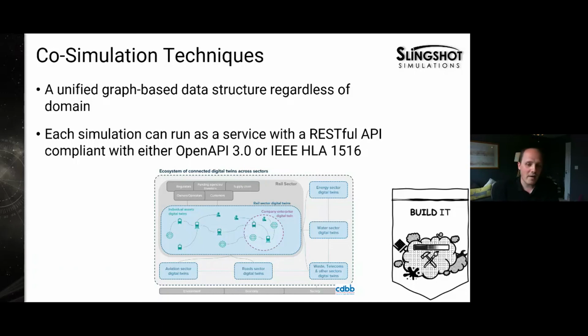At Slingshot, we are very, very picky about what standards we use. With all our simulations, every simulation runs as a service in the cloud. Now, it can be our own bespoke solution, or it could be a third-party one running in a virtual machine, but it must be compliant with one of these two standards. So we insist on using either the RESTful OpenAPI 3.0 standard or the IEEE High Level Architecture standard, which is currently going through its 3rd iteration. OpenAPI is a standard web standard, whereas the HLA standard is a NATO standard for co-simulation. Between these two, they cover 90% of what we need.